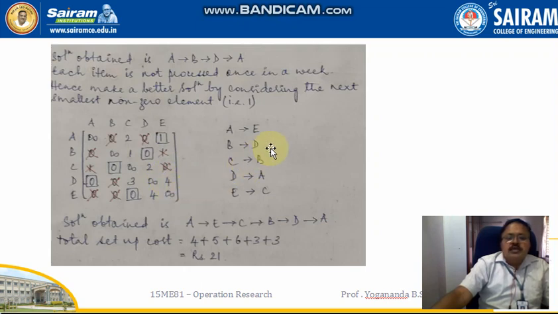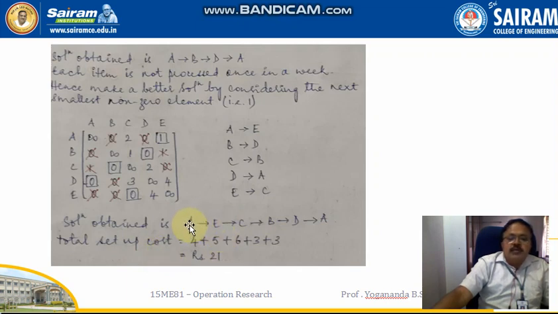So the assignment obtained will be something like this: A to E, then B to D, then C to B, then D to A, and then E to C. So the solution obtained is A to E, then E to C, then C to B, then B to D, then D to A. So started from A and ending on the item A once again, processing all the other items at least once in a week.